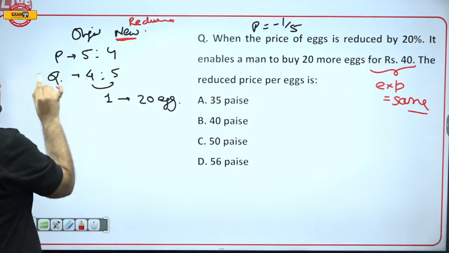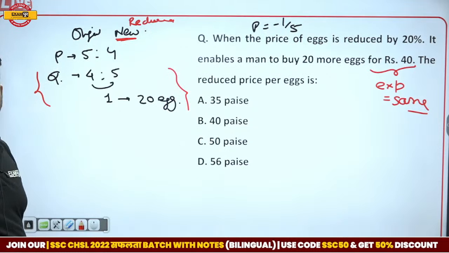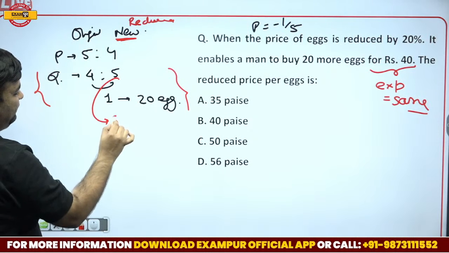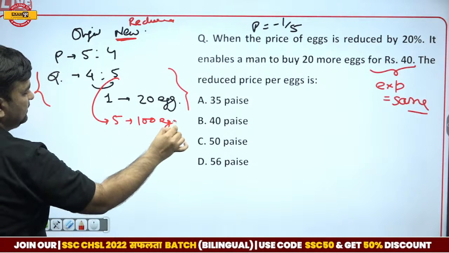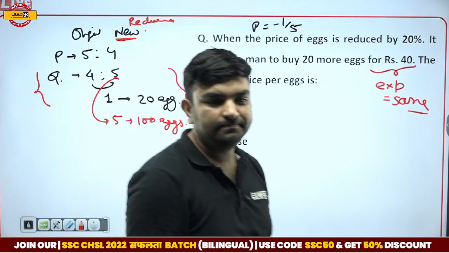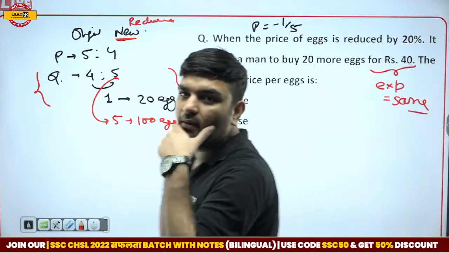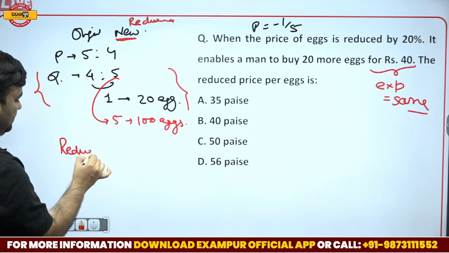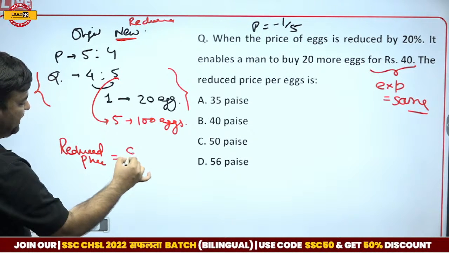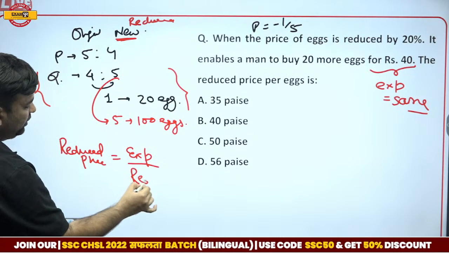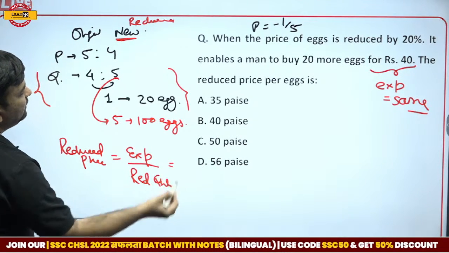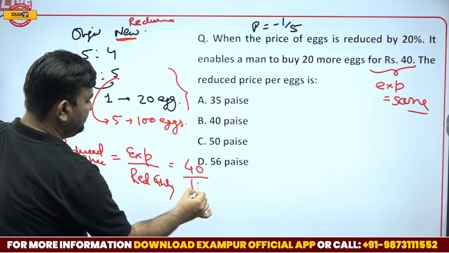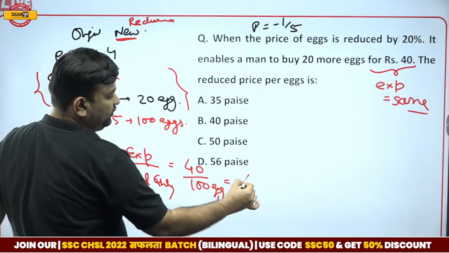But we cannot find out the price directly. We have to find out the reduced quantity first. If 1 is 20, then 5 is 100. Now we can find out the reduced price as expenditure upon reduced quantity. Expenditure is 40 and reduced quantity is 100. So it is 40 paisa per egg.